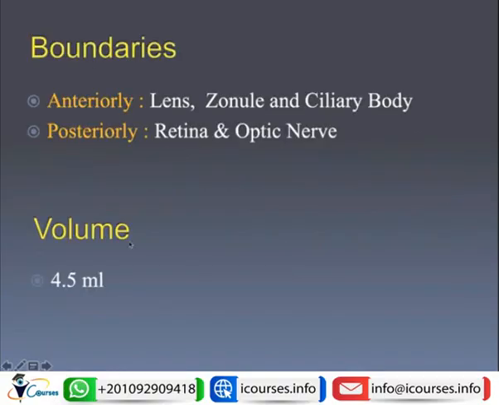As we know, we will start first with the boundaries of everything. So what are the boundaries of the vitreous cavity? The limits of the vitreous anteriorly: it is limited by the lens, the zonule, and the ciliary body, while posteriorly it is bounded by the retina and the optic nerve, forming a total volume of 4.5 millimeters.